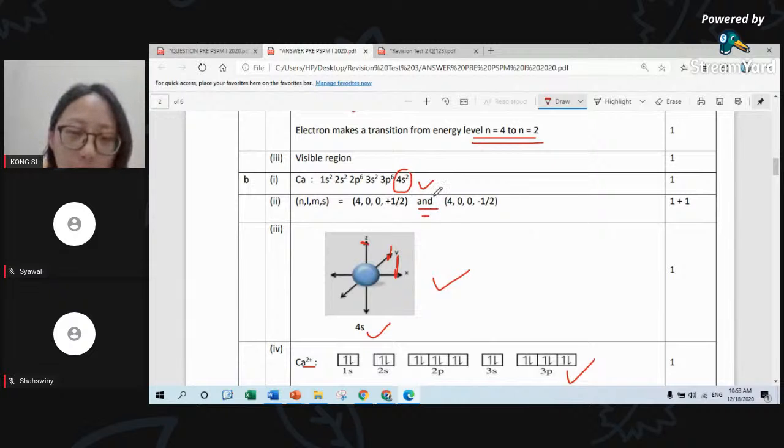For those who write down all, so sorry. Because the question asks for quantum numbers. So it's 4, 0, 0, positive half and 4, 0, 0, negative half. Comma, yes. You must write down n. Okay. Clear?